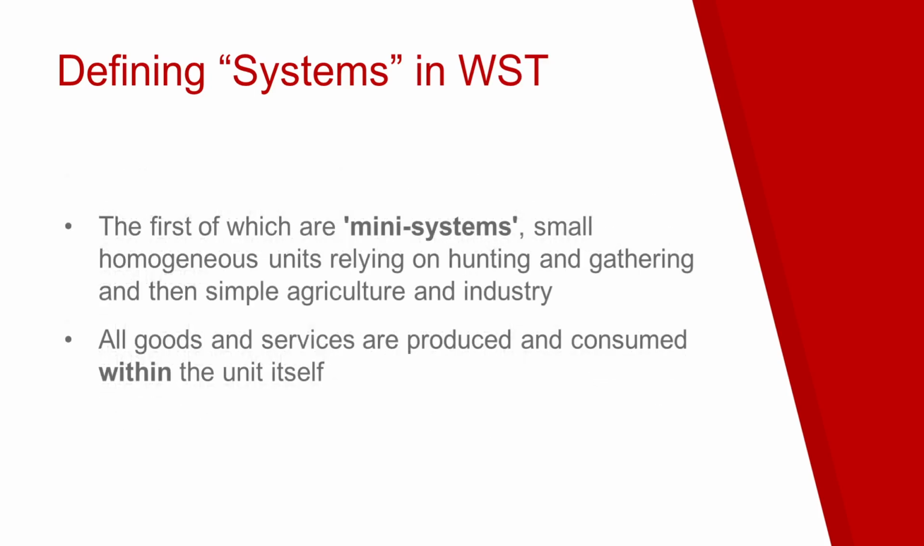So we have mini systems, which arose very early on in human society: homogeneous units relying on hunting and gathering, and then some forms of simple agriculture and industry. It's noteworthy here that all major necessary goods and services are produced and consumed within the unit. So there's relatively little reliance on trade between different mini systems, but everything which is produced and needed for consumption is produced within the mini system itself.